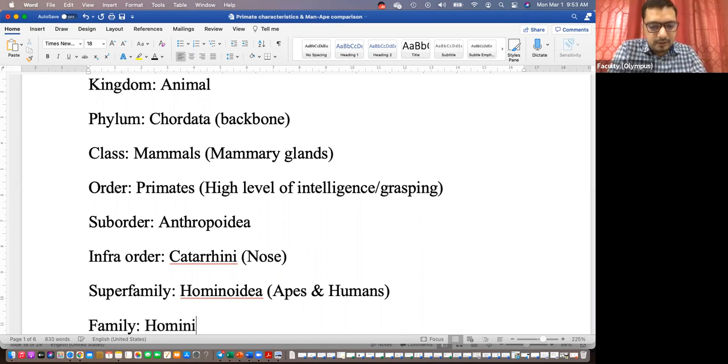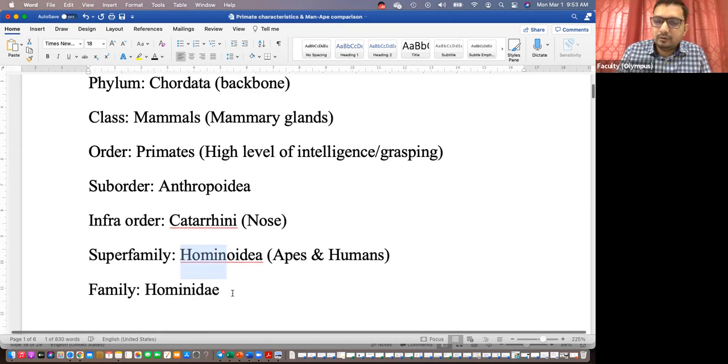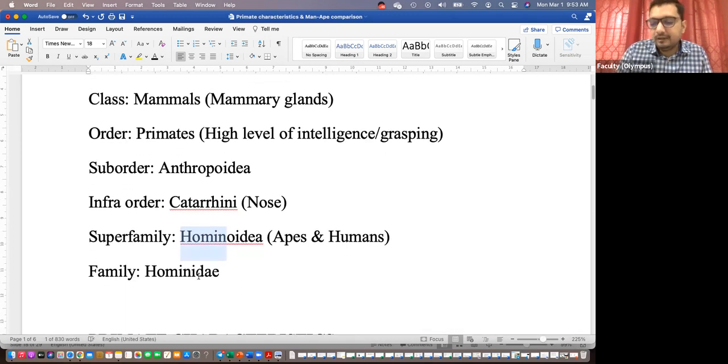They may sound similar. The suffix -idea is usually used for superfamilies. Both have the same prefix, Homin. Hominoidea is the superfamily where we are still together with apes, and Hominidae is where we are diverging into special categories. Hominidae refers to those that walk upright, like us and our ancestors who could walk upright.